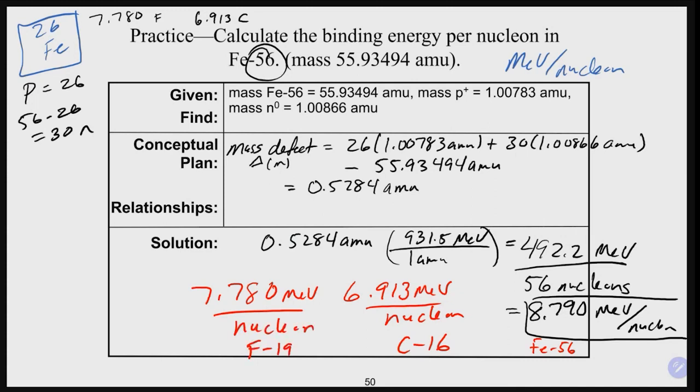The one that's the most stable is iron 56, just like we saw on that chart. It has the highest nuclear binding energy per nucleon. In this group, carbon 16 would be the least stable of those three because it has the least nuclear binding energy per nucleon. Any questions on that there? All right, we're going to lay it up there for today.